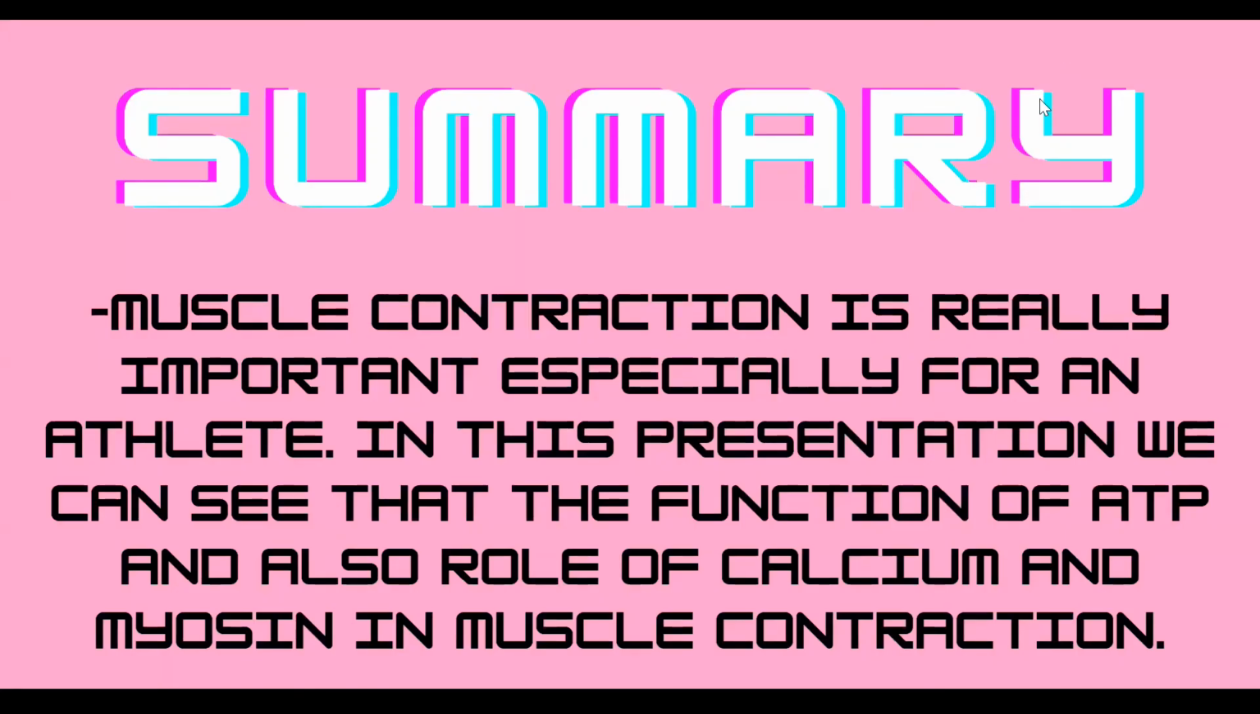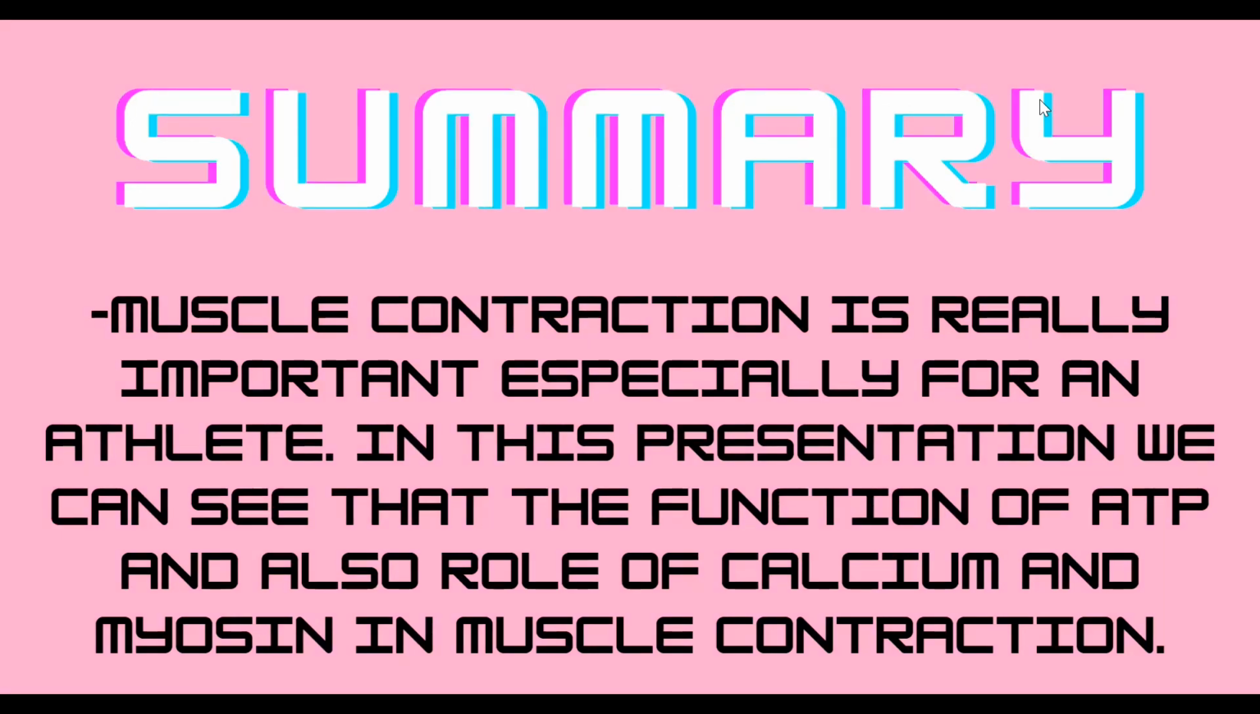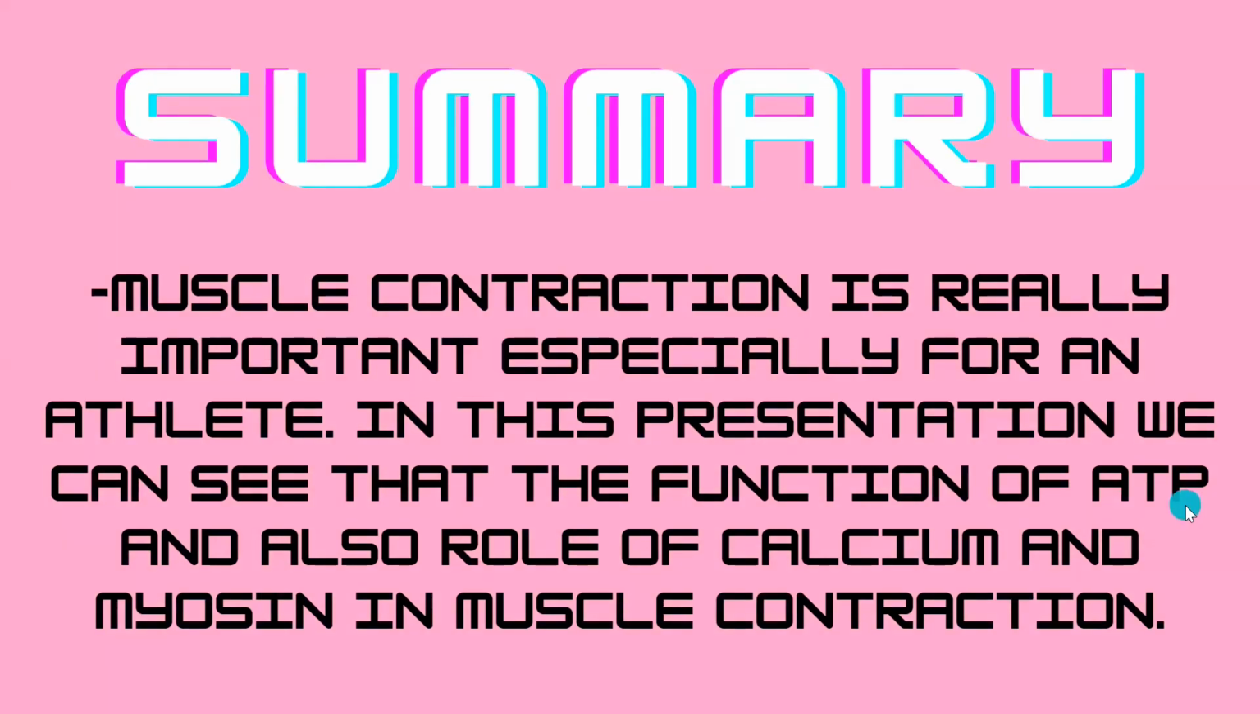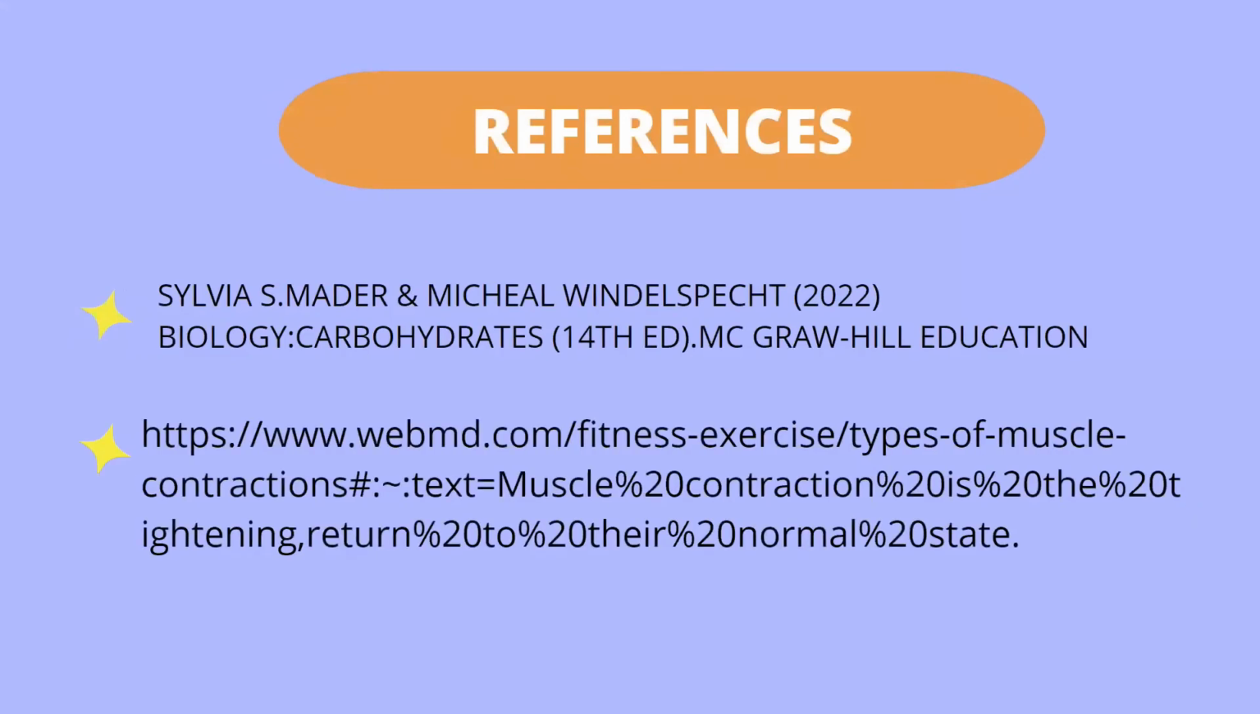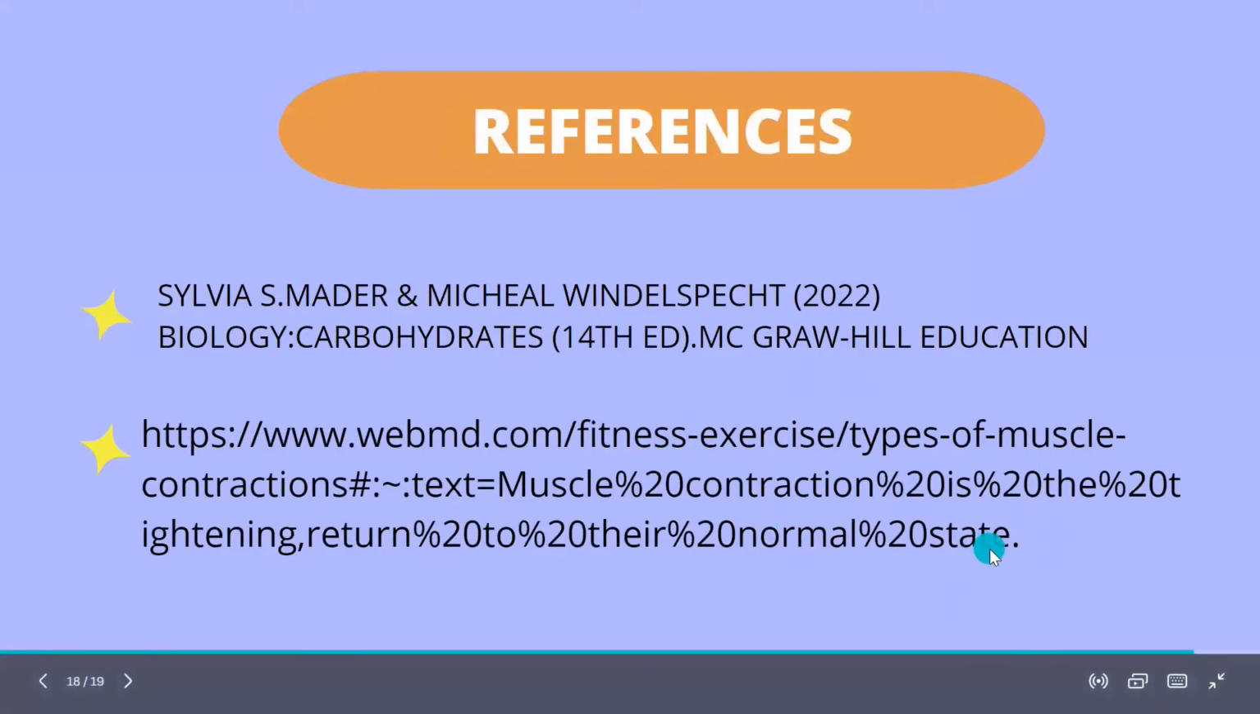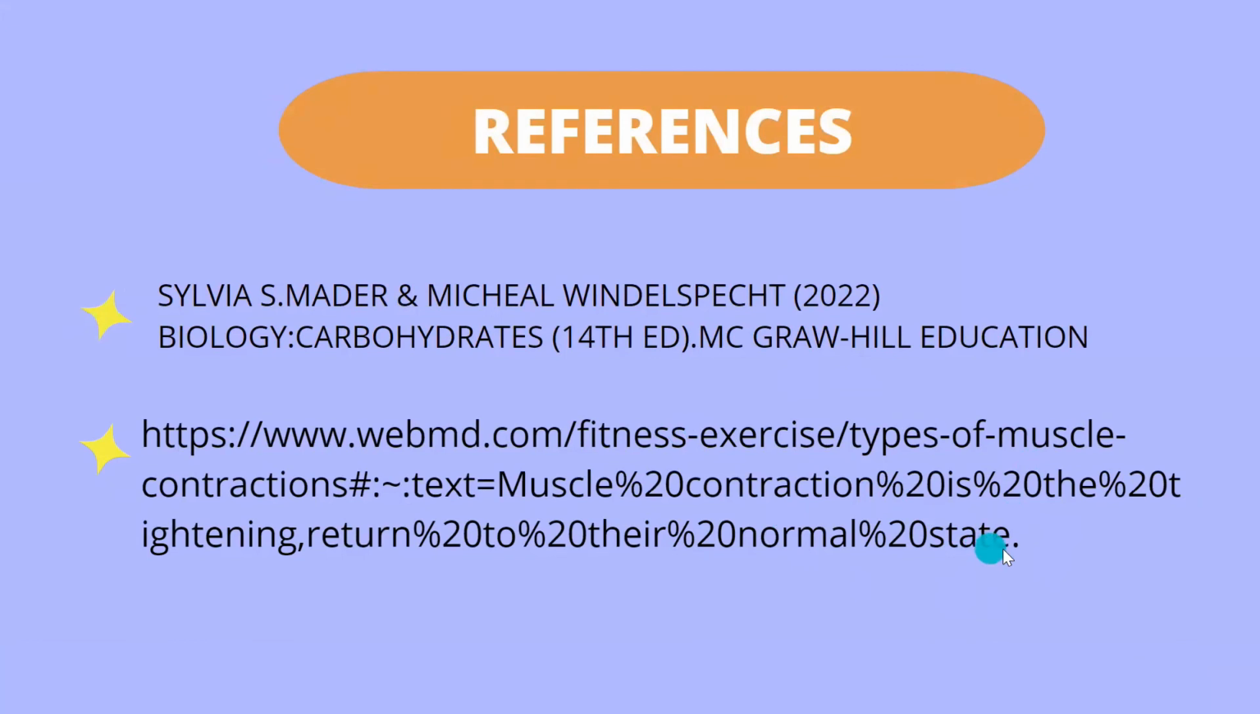In summary, muscle contraction is really important, especially for an athlete. Why? Because of movement. In addition to movement, muscle contractions also fulfill some other important functions in the body, such as posture, jaw stability, and also heat production. In this presentation, we can see the functions of ATP and the role of calcium and myosin in muscle contraction. In these presentations, we refer to media and also these links to enhance our knowledge of muscle contractions.